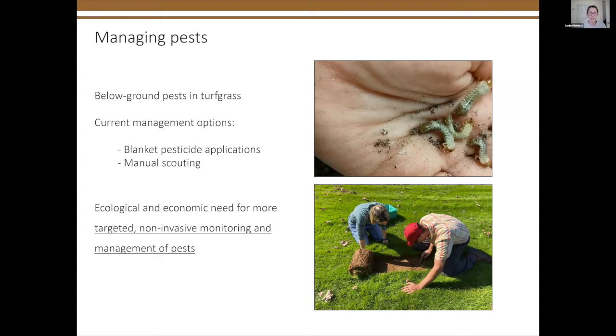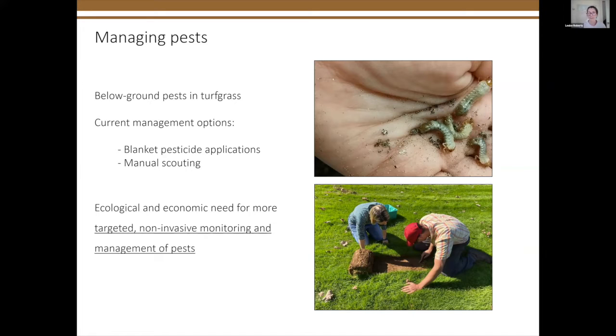And so currently there's chemical management for these, which is to use blanket-wide pesticide applications. And often these are applied with no prior knowledge or assessment of species presence, population size, or location within that area. And so whilst they are successful in targeting the pests, they also impact other beneficial turf grass and soil organisms, such as pollinators and decomposers.